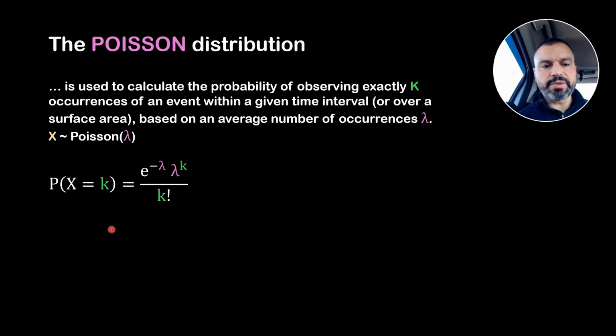So the PMF of the Poisson distribution says that the probability of x being equal to k occurrences of an event is equal to e raised to the power of negative lambda multiplied by lambda raised to the power of k, and the whole numerator is divided by k factorial. Again, let's take a look at an example so that you understand what the Poisson distribution is used for.